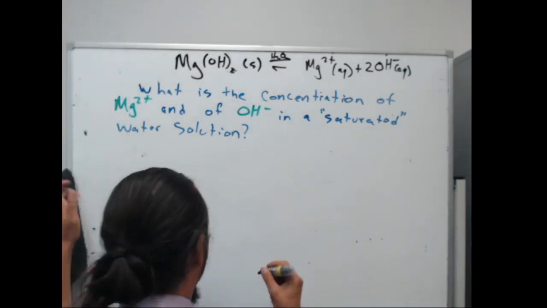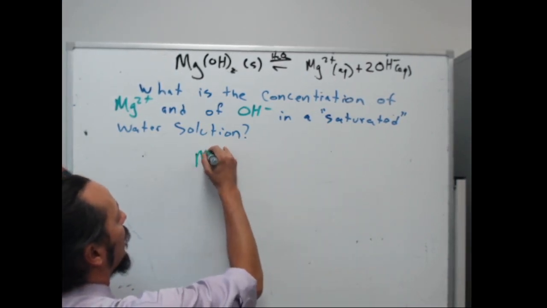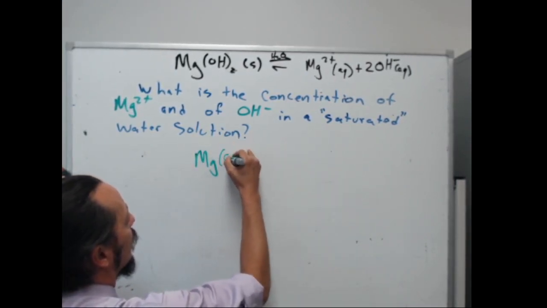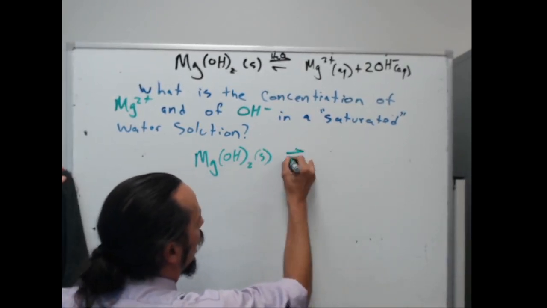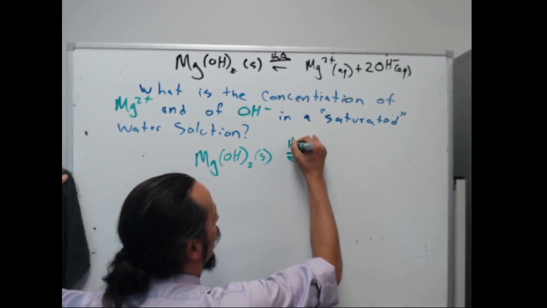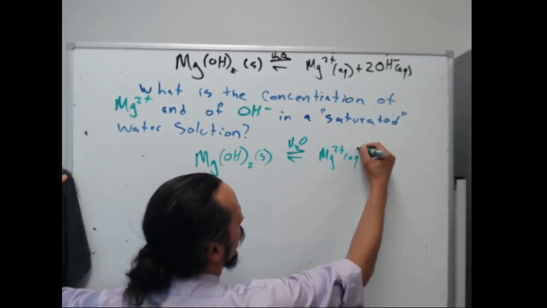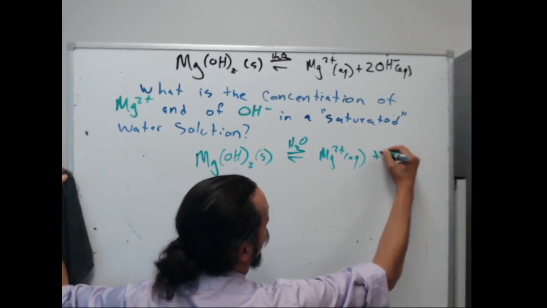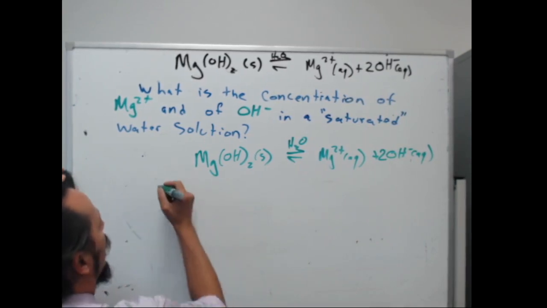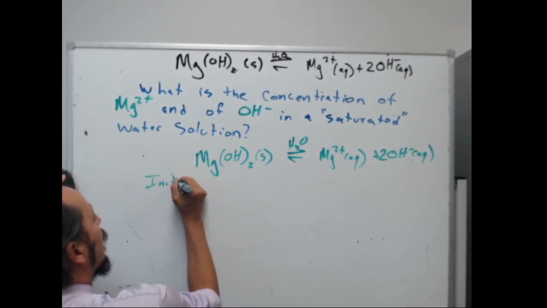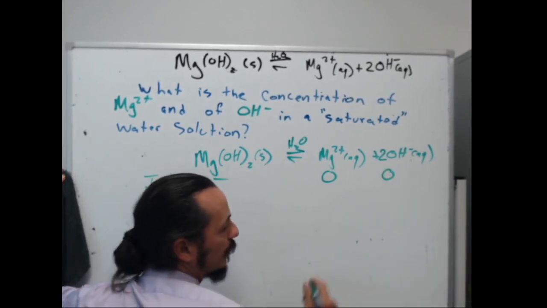So if we set this up, I'm going to change colors so we know we're working on a different problem. I've got this set up: magnesium hydroxide, solid, dissolves energetically because of all that into H2O, into magnesium 2+ aqueous, plus our 2 OH minus aqueous. My initial, since I'm still doing this in pure water, I start with 0 for my magnesium, 0 for my hydroxide.